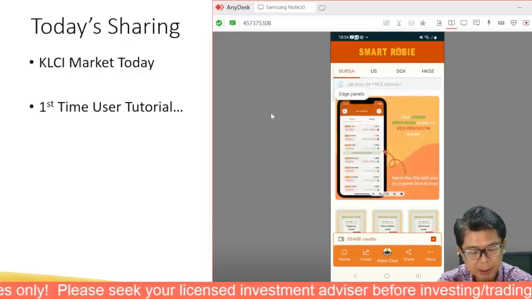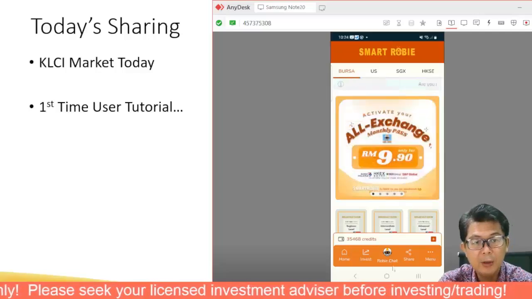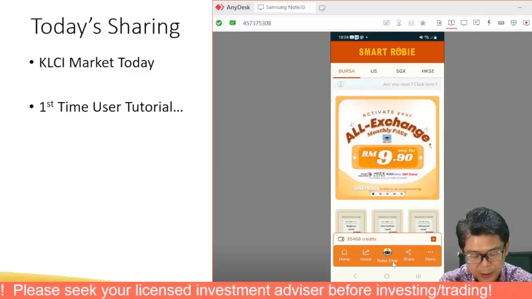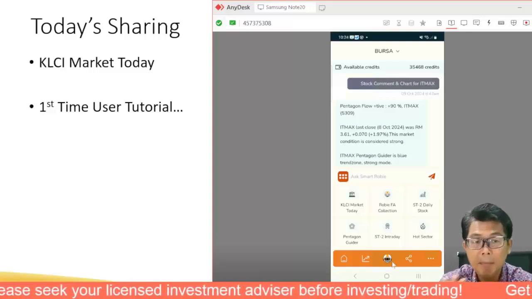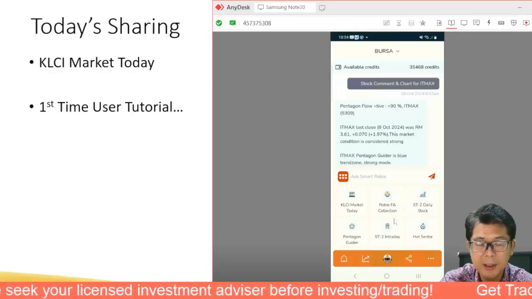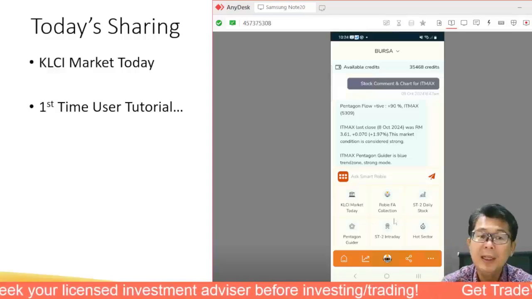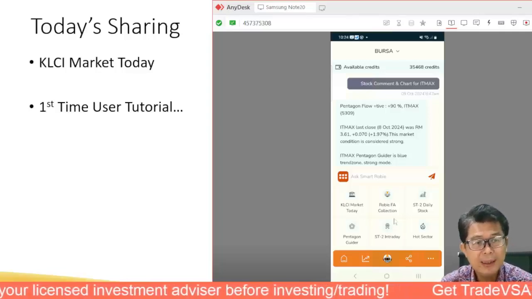Now let's take a look at the SmartRobie. Once you can see the highlighted Bursa here, you click on the Robie's chat, just using your fingers, and that will take you to the standard main menu. In our main menu, we have 6 main menus, and then we have one more sub menu, which is actually the individual stocks. So it's pretty easy to use.